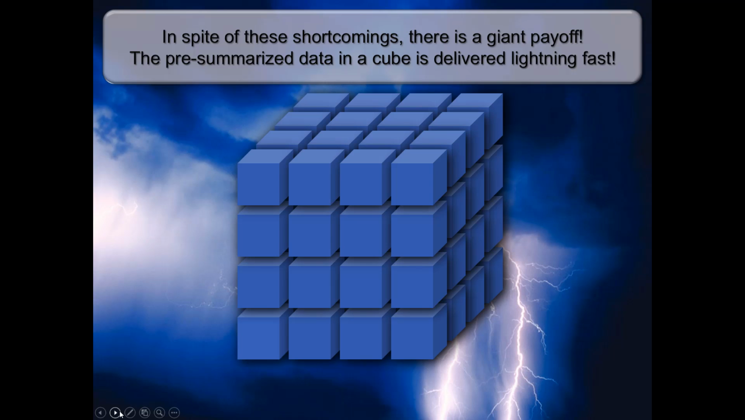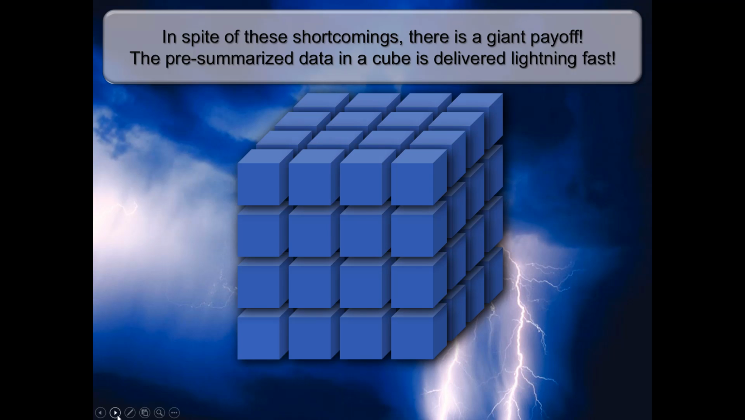All of this pre-summarized data in a cube is delivered lightning fast. It is unbelievably fast. Microsoft will tell you that it's a minimum of 1,000 times faster than a standard relational query. And this is why we use them and why our customers have found them to be so important: getting that data back is just almost instantaneous.